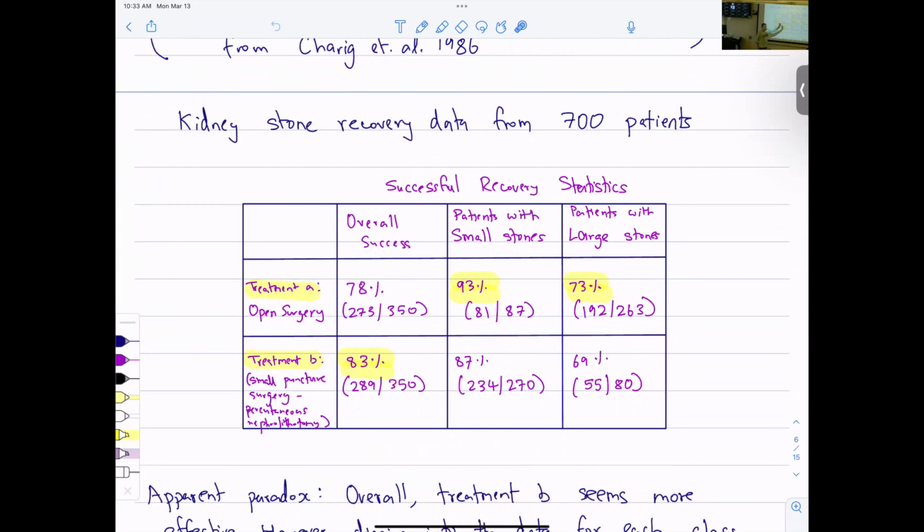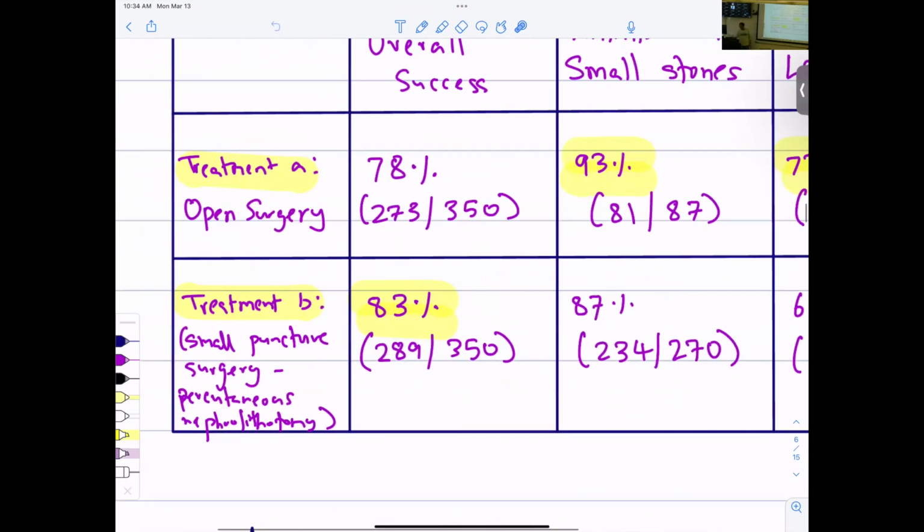It's from 700 patients. There were 2 treatments possible for people with kidney stones. Treatment A is open surgery. So make a large slit in your abdomen and then presumably get into the kidney, remove the stone, stitch everything up. Treatment B is a much smaller surgery. It's a small puncture surgery called percutaneous nephrolithotomy. Okay, I guess it's a keyhole surgery, what we call. Much smaller surgery.